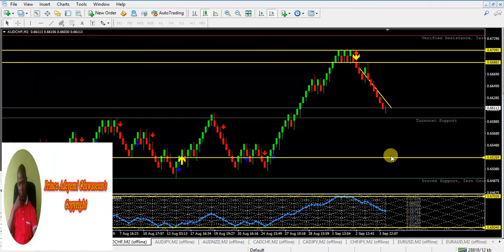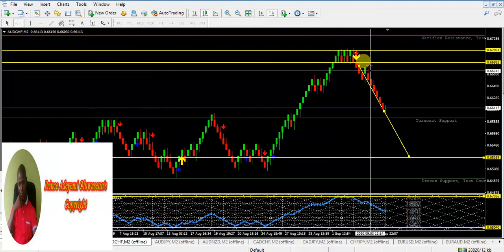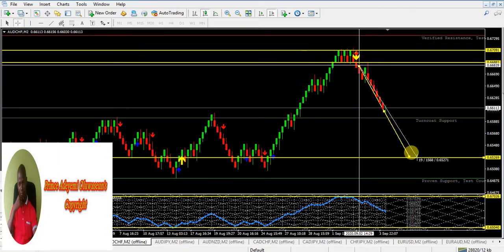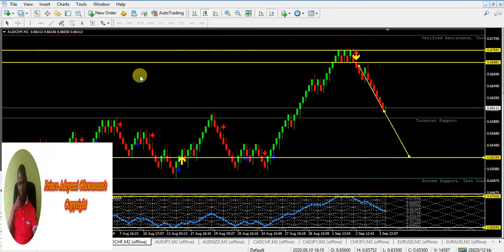This is AUD CHF. This market is coming down here, all the way from here. Go and monitor it, please. It's coming down here, and that is 150 pips.